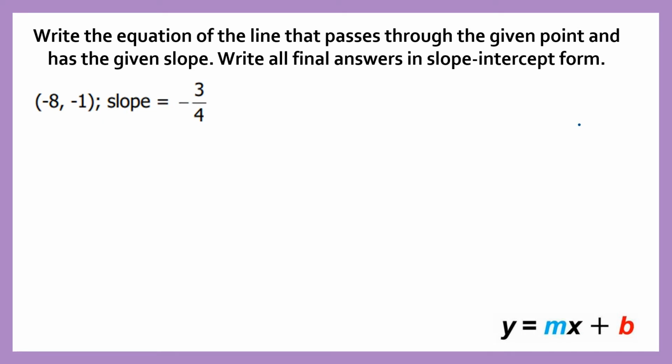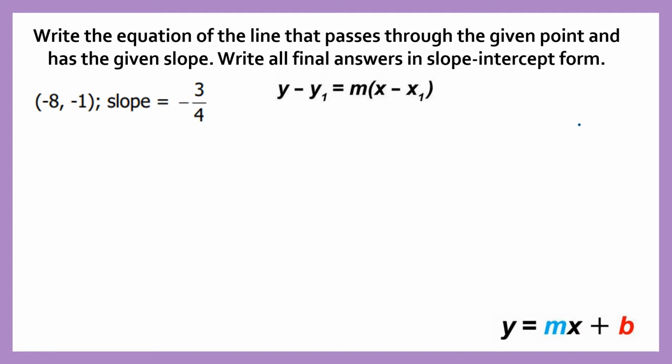The first problem I have here, we want to write the equation of a line that passes through the given point and the given slope. The given point here is -8, -1, and the slope is -3/4. So I'm going to use point-slope to write that equation. Then I'm actually going to convert that equation to slope-intercept form. So remember, point-slope form is y minus y sub 1 is equal to m times x minus x sub 1.